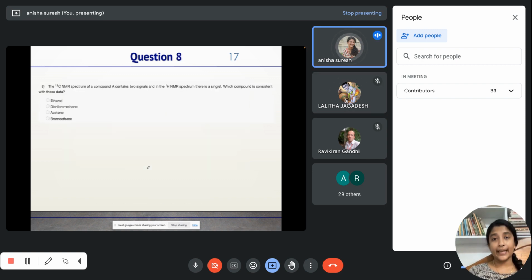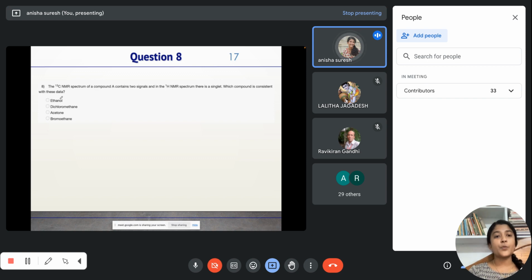So coming to question number 8, the 13C NMR spectrum of a compound A contains two signals, and in the proton NMR spectrum there is a singlet, only one signal. Which compound is consistent with this data? They have given two pieces of information: in the 13C NMR spectrum it contains two signals, and in the proton NMR spectrum there is one singlet.